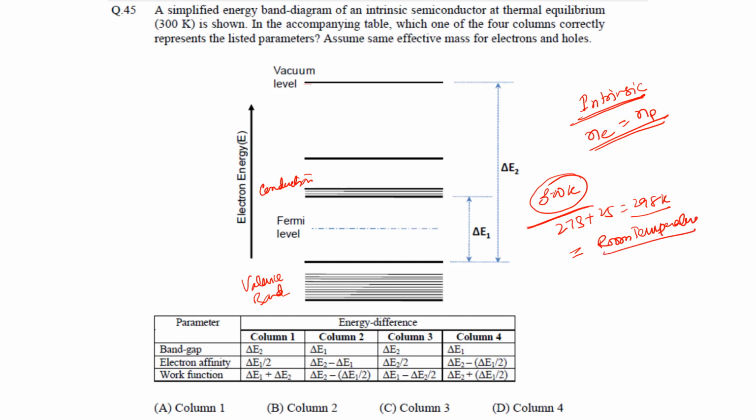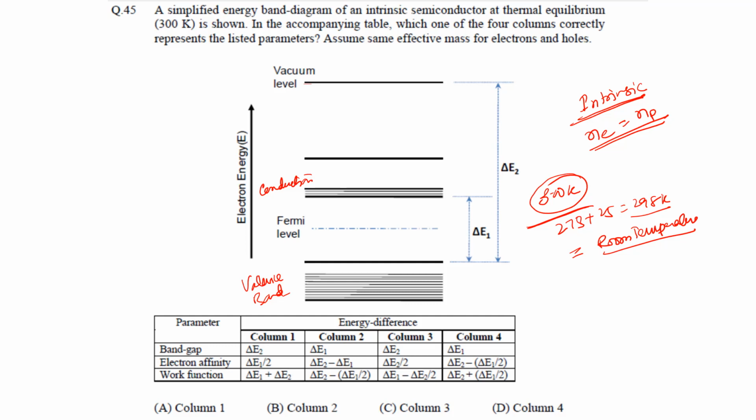This system is at room temperature. Now it is asking about the band gap. The band gap basically describes the energy difference between the valence band and the conduction band, meaning the amount of energy needed to make one electron jump from the valence band to the conduction band.